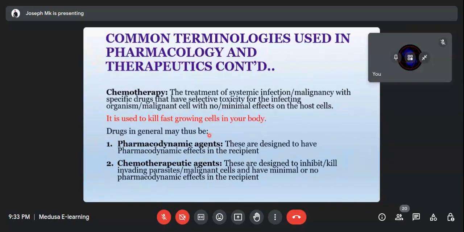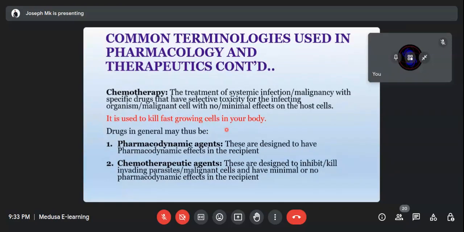Though we will not go into much detail on pharmacodynamic agents, because this is just an introductory part. We are just getting familiar with the terms that are used in pharmacology. Then as we go on, we are really going to get used to them. We are going to meet them as many times as possible. Then we have chemotherapeutic agents, which are designed to inhibit or kill invading parasites and malignant cells, and have minimal or no pharmacodynamic effect in the recipient.